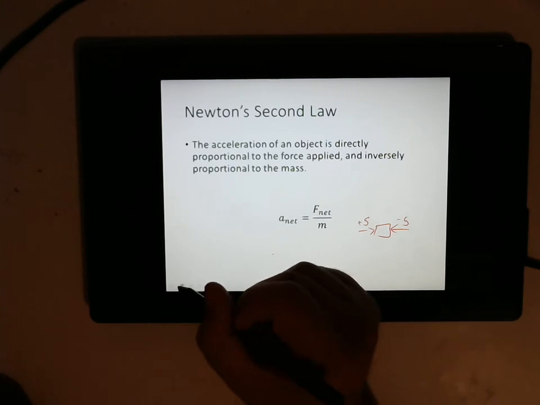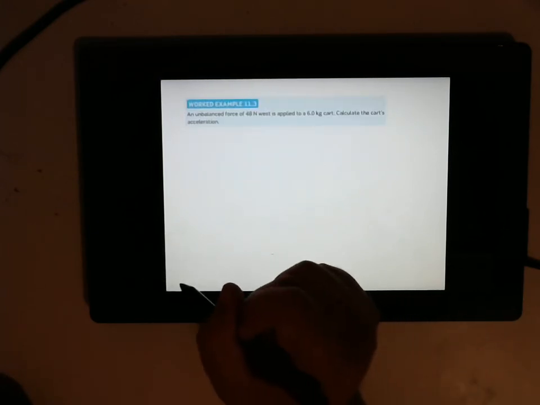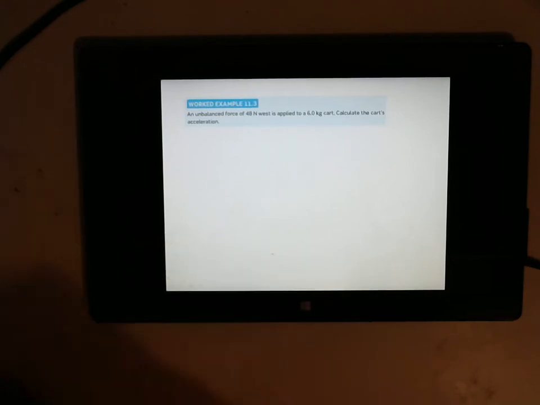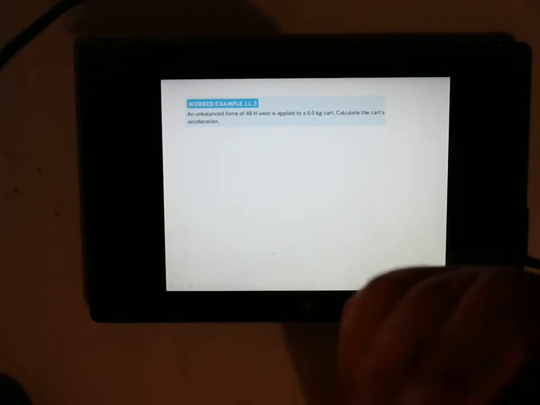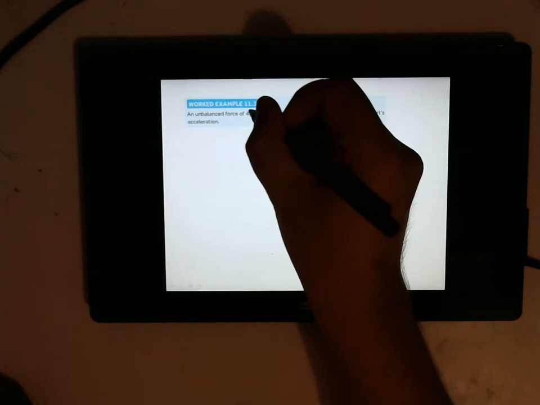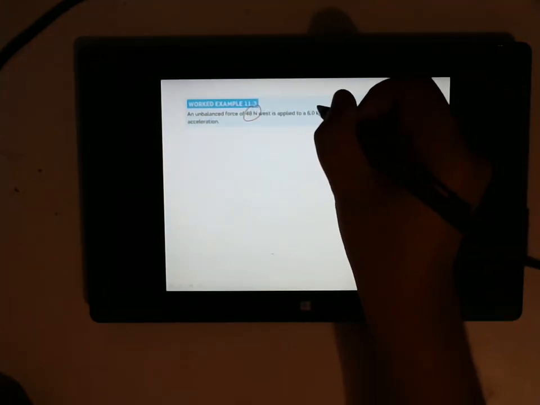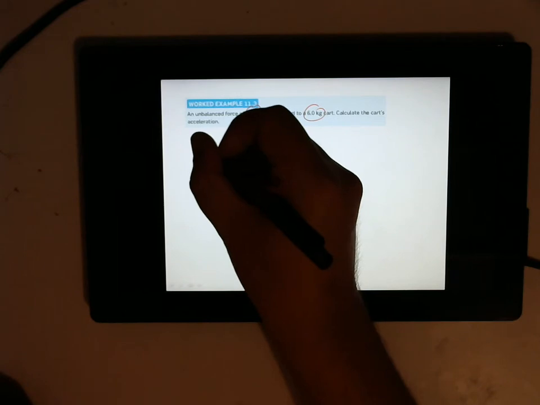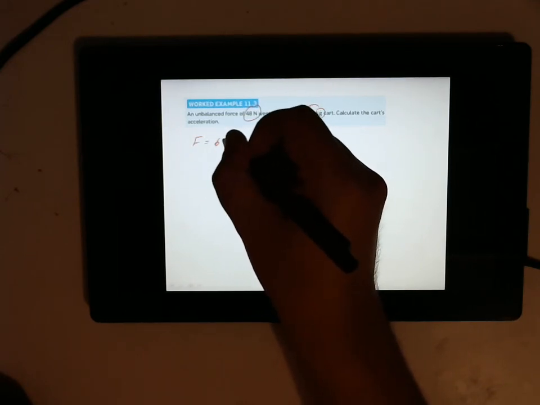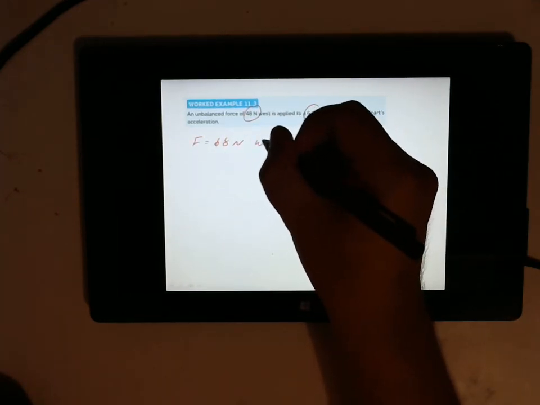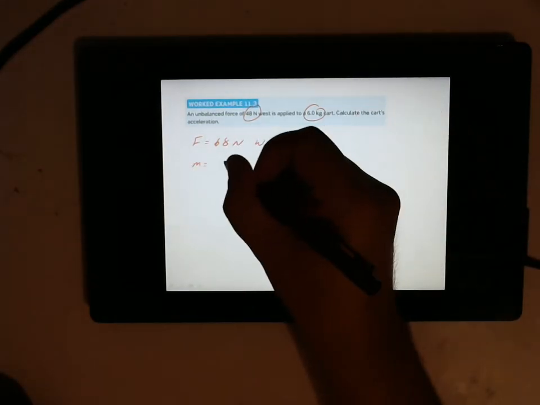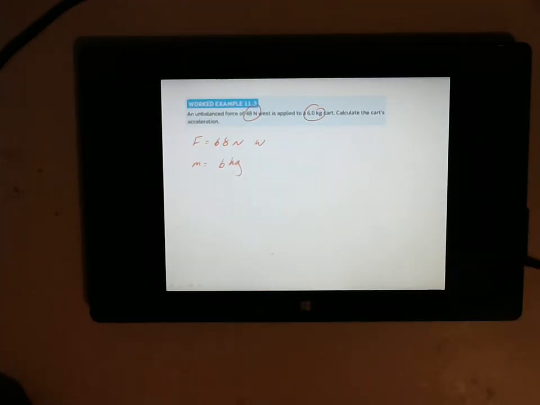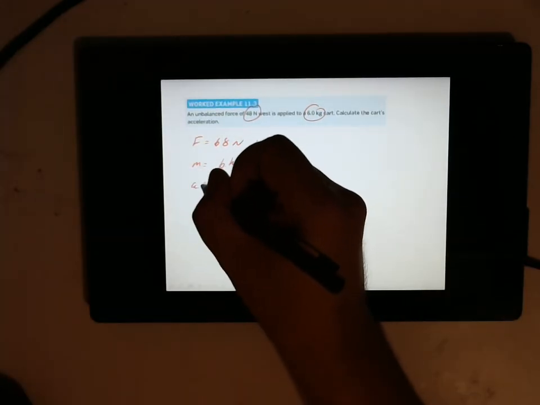Now there is a worked example on my next page. So here's a worked example from the textbook. An unbalanced force of 48 newtons west is applied to a 6 kilogram cart. Calculate the cart's acceleration. So again, we're going to do the same thing. What are our numbers? We've got 48 newtons here, and we've got a mass of 6 kilograms. So let's write that down. Force equals 48 newtons, and I'm going to put my direction to the west, and my mass is equal to 6 kilograms. We want to work out the acceleration.